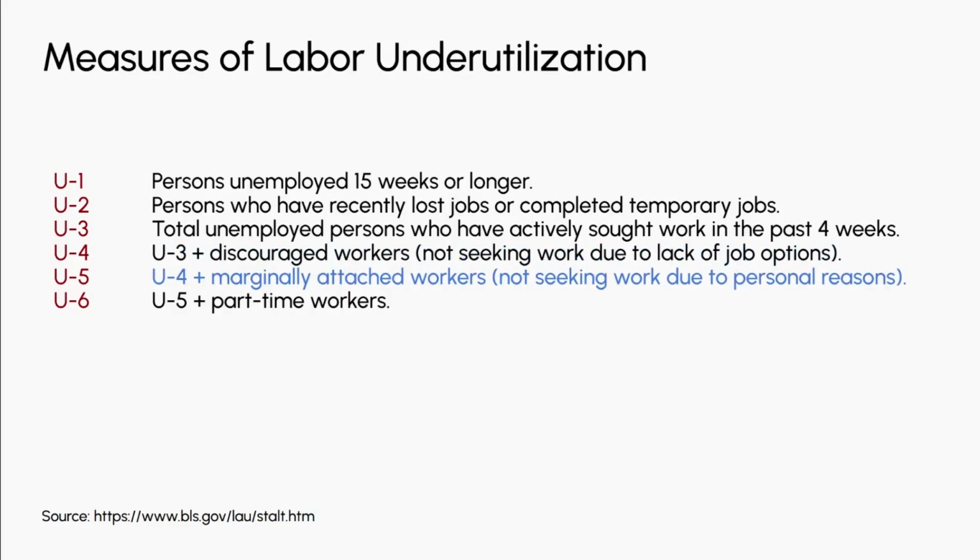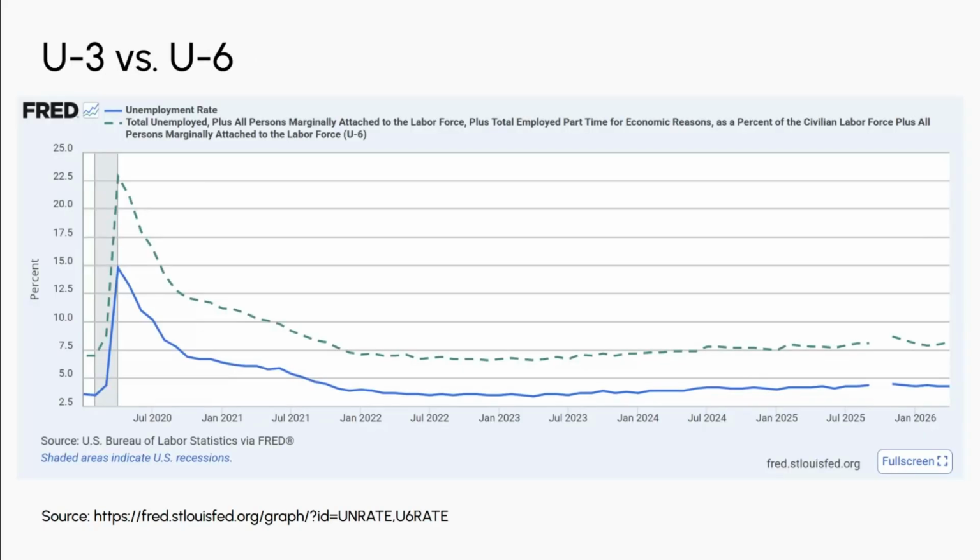U5 is everyone in U4 plus marginally attached workers, or those not seeking work due to personal reasons. And finally, there is U6, the broadest measure of unemployment, which is everyone in U5 plus part-time workers who would work full-time if possible. So how does U3, the official unemployment rate, vary from U6?